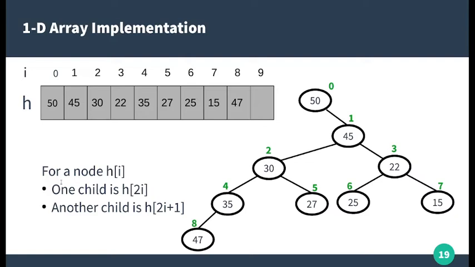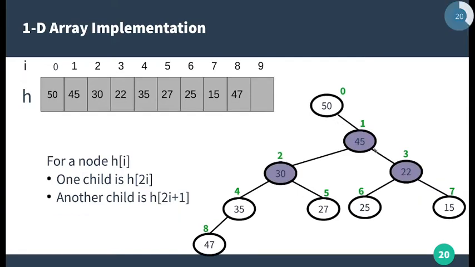Another thing is, for this tree, each node at index i has 2 children. One is indexed at 2i and another is at 2i plus 1.